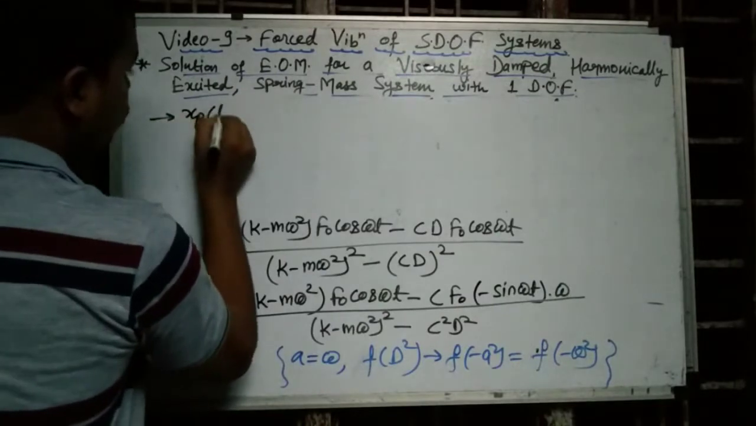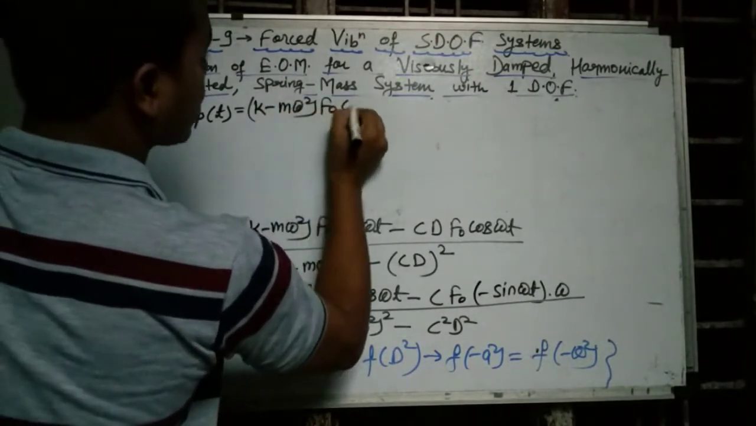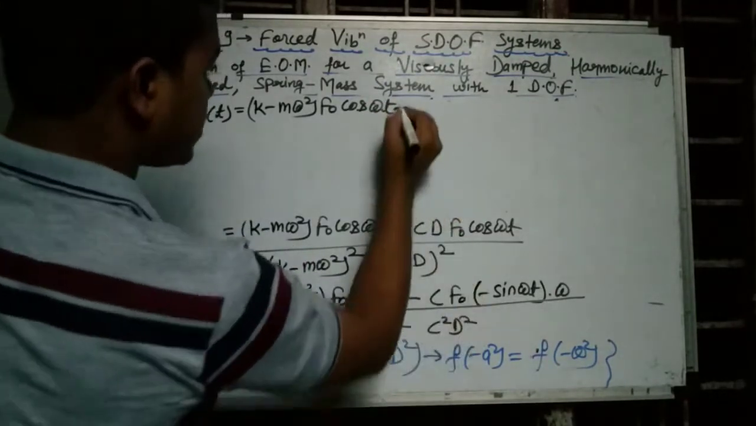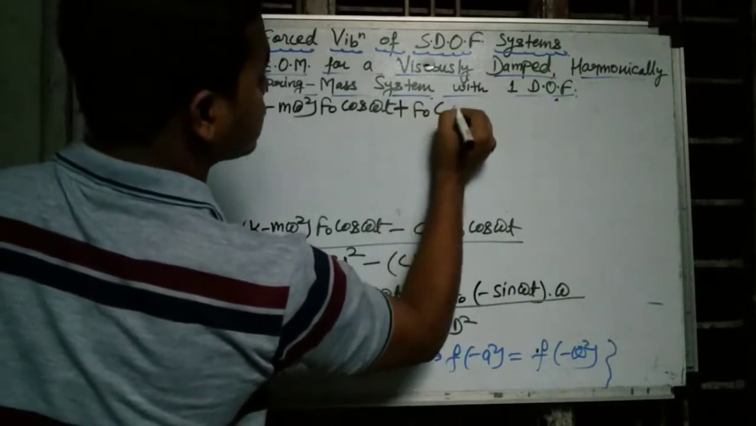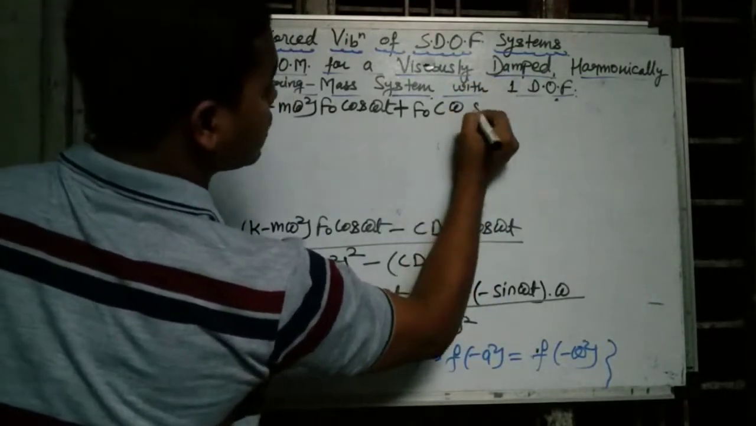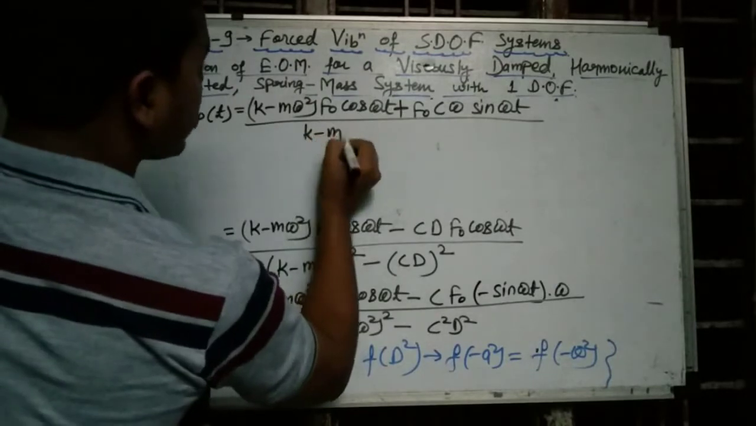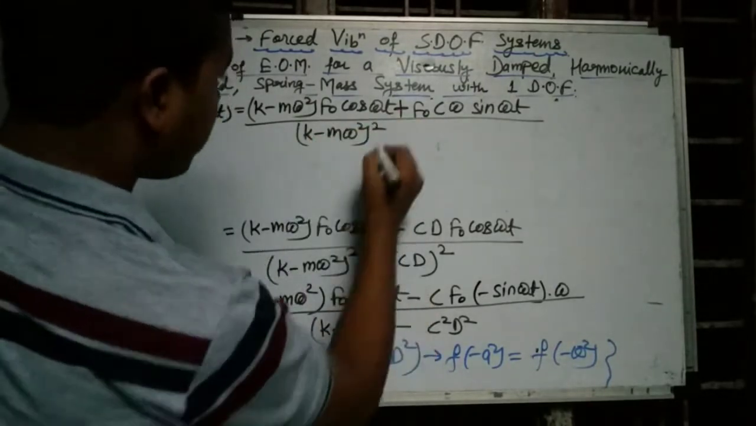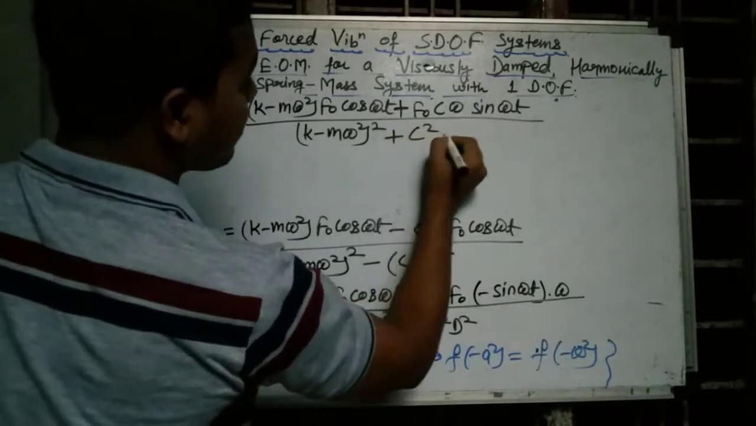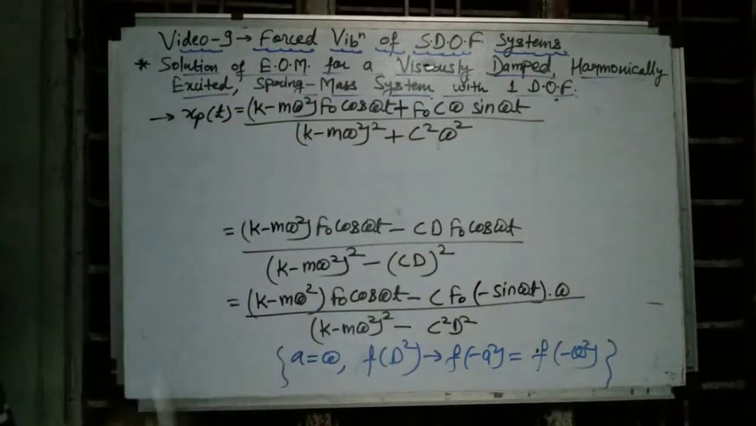Now my x_p(t) will be reduced to k minus m omega square into f naught cos omega t minus, this will be minus minus plus, so plus f naught c omega into sin omega t, divided by, in the denominator, k minus m omega square whole square minus c square, and instead of writing d square I should write minus omega square, so that minus minus will become plus omega square. Now nowhere do we have the d operator, so this is the proper expression.